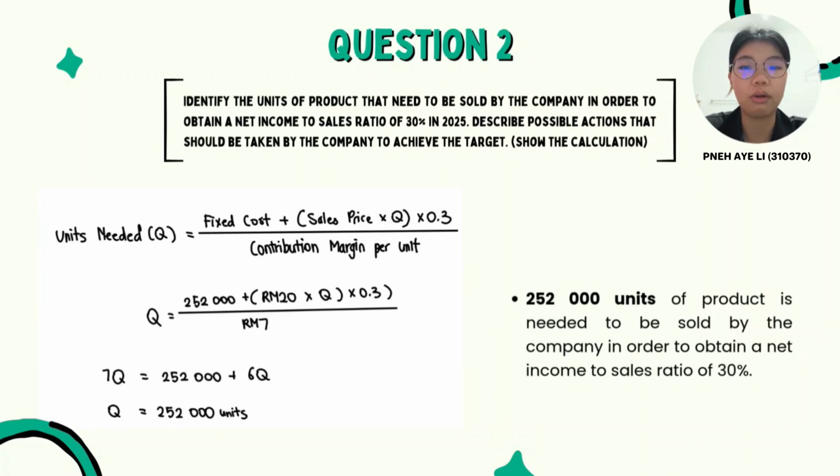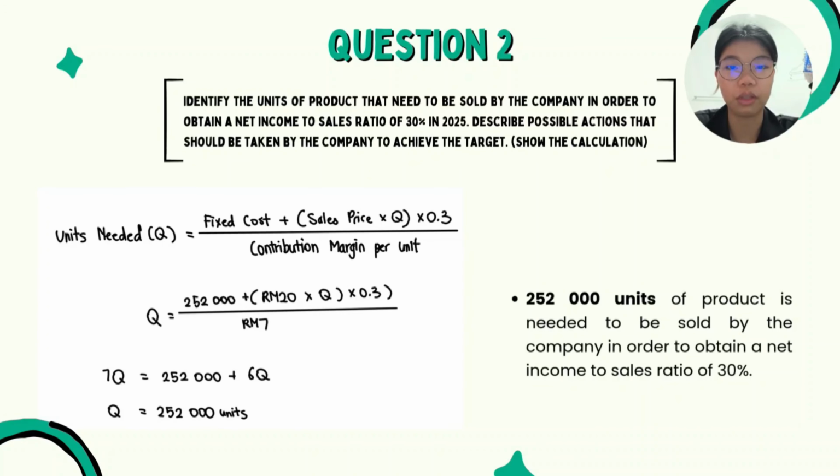Fixed cost is 252,000 plus sales price, which is 20 ringgit per unit, times Q, the unknown, times 0.3, which is the 30%, over 7 ringgit contribution margin per unit. So 7Q equals 252,000 plus 6Q, and then we move Q to the left side, and finally we get Q equals 252,000 units. So 252,000 units of product need to be sold by the company in order to obtain a net income to sales ratio of 30%.